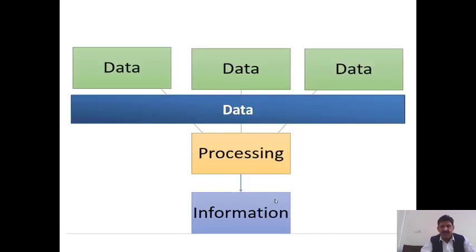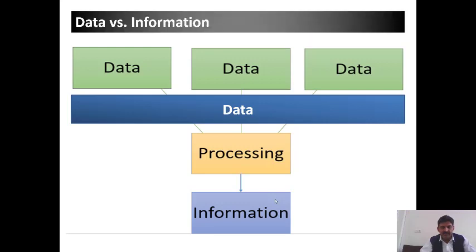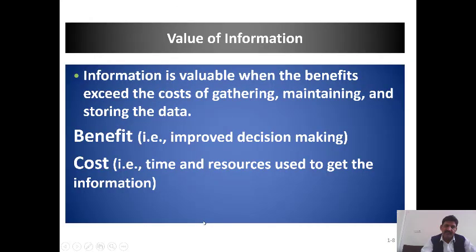This is another representation. Data comes from various departments, like the purchase department, sales department, and production department. Then we combine it into a central location, then process it, and then get what? Information. I hope you understand what we mean by data and information.